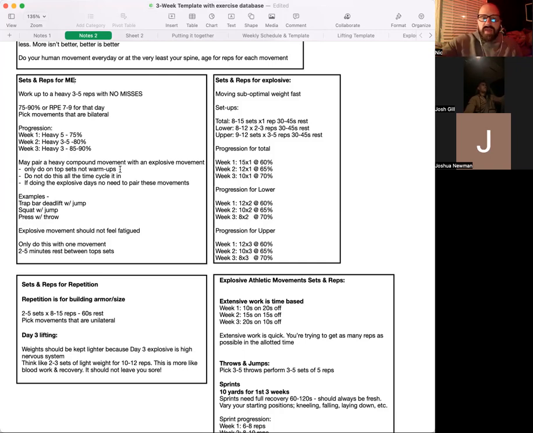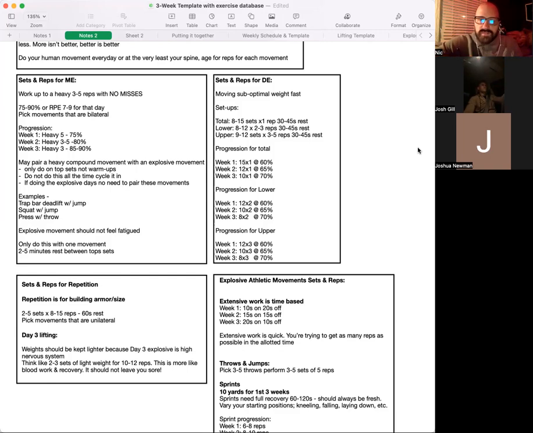So those are the guidelines for max effort sets and reps. For dynamic effort, or fast and explosive, Science and Practice of Strength Training says dynamic effort is moving suboptimal weight fast. There are no sets or reps guidelines, so I feel it's very open-ended, but usually the weights are anywhere from 30 to 70% of your 1 rep max.